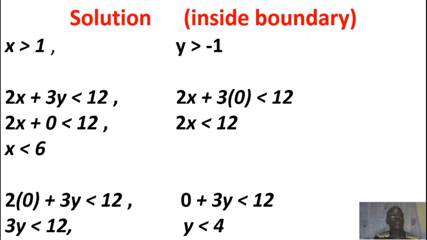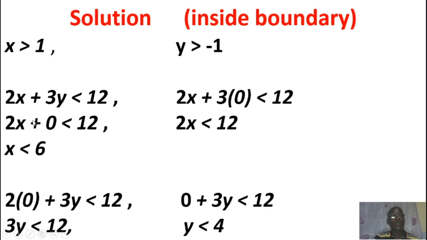So by solution, the first one says x is greater than 1. We have to shade x is greater than 1. We also shade y is greater than minus 1. It is actually called inside boundary shading. Then we come to the third inequality, which says 2x plus 3y is less than 12.